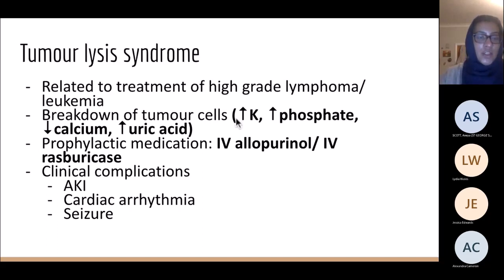And in tumor lysis syndrome, because you get this electrolyte imbalance with high potassium and high phosphate and decreased calcium, you will get complications like arrhythmias, which as a result could precipitate seizures, or these electrolyte imbalances in and of themselves can precipitate seizures. And so that's the typical picture you get with tumor lysis syndrome. I hope that makes sense, guys.